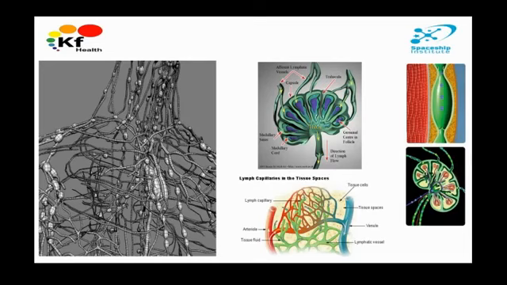Several vessels come inside. We call those afferent vessels. They carry the lymph into the lymph node, and efferent vessels take the lymph out of the lymph node. And the vessels have some kind of valve inside, and that valve just pumps the lymph.